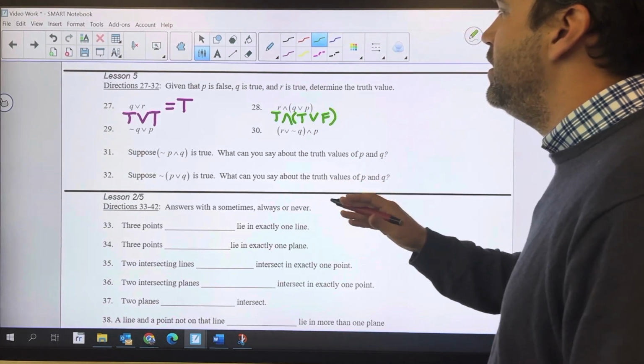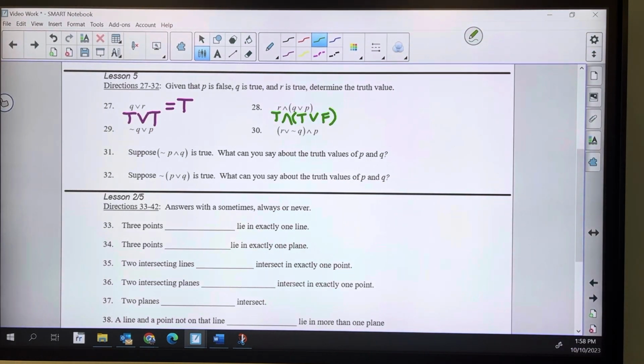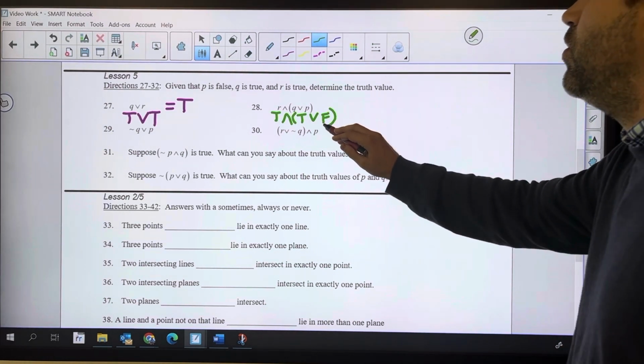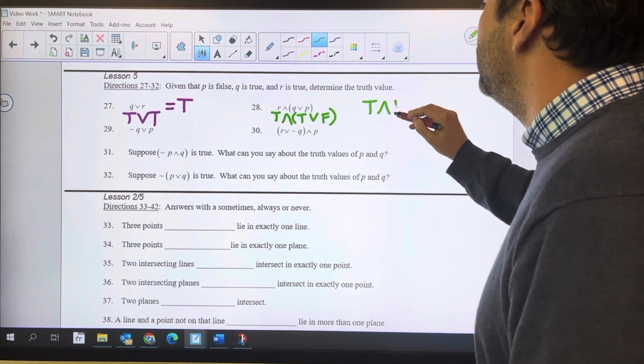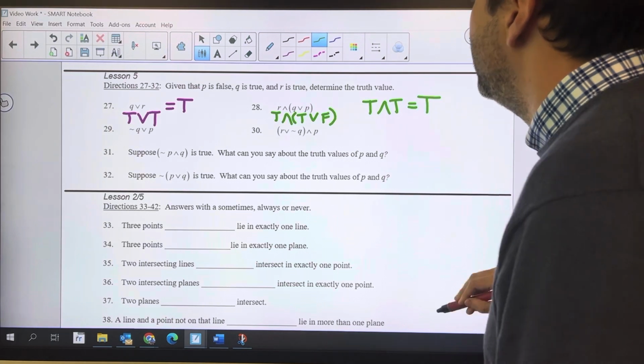All right, the grouping symbols, just like in arithmetic, tell us to do that first. So true or false is going to be a true statement. So now that leaves us with true and true. Since both of them are true, that statement is true.